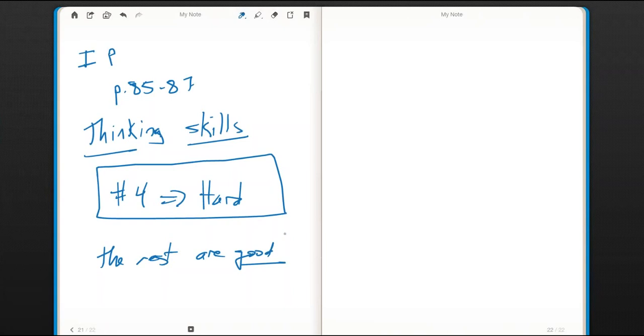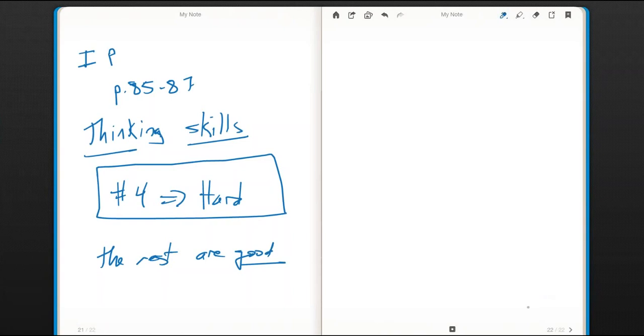So they're all in the recording. I guess we're actually only doing a couple of the pages this week. We're doing 85 to 87 this week. We pick up 88 to 90 after that. And so don't skip them. Go for it. They're good thinking skills, but that number 4 is one that is pretty rough.